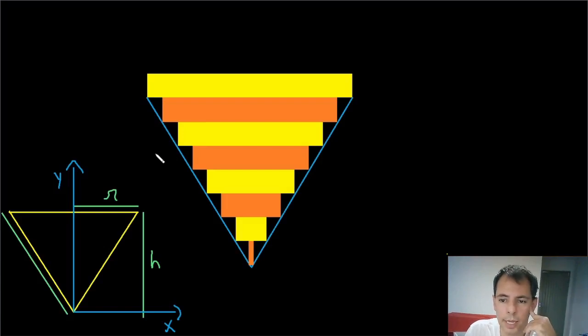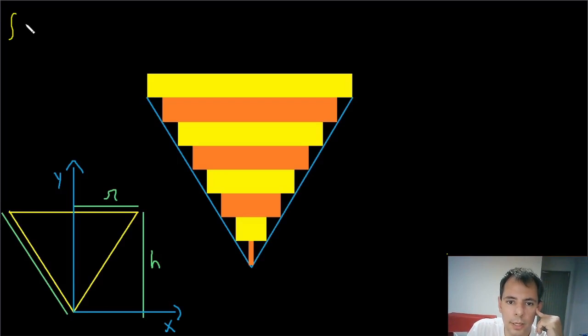So how do we do that? Well, you have infinite discs whose thickness is infinitely small. And when you add them together, it's going to equal the volume of the cone, right? So how do we do that? Well, what's the area of a disc? It's the area of the circle.